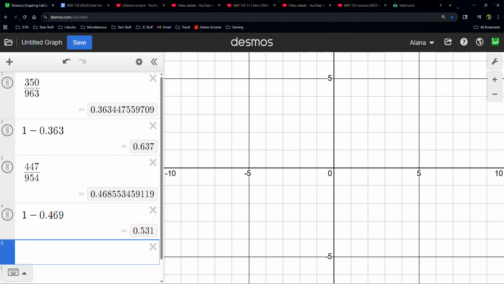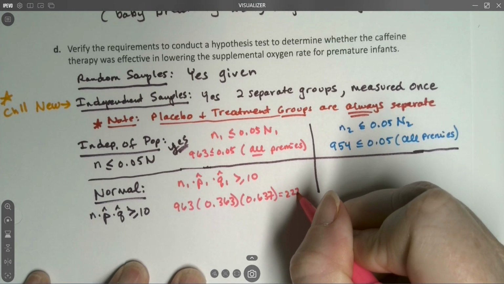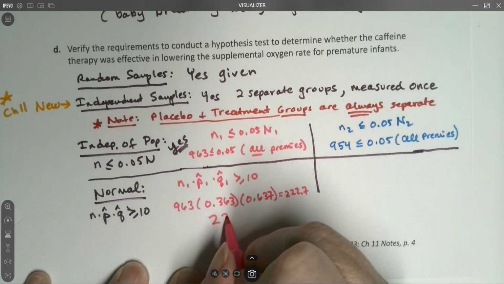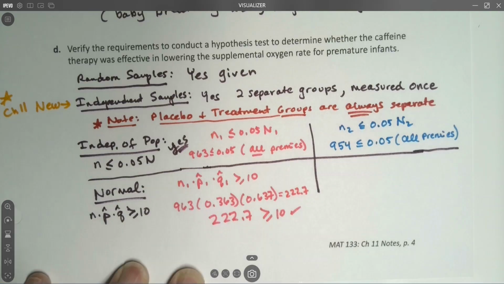So 963 times 0.363 times 0.637 makes 222.6, or 222.7, I should say. So 222.7 is greater than 10. So that's a yes.